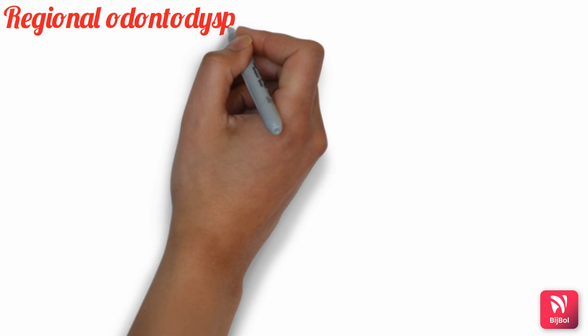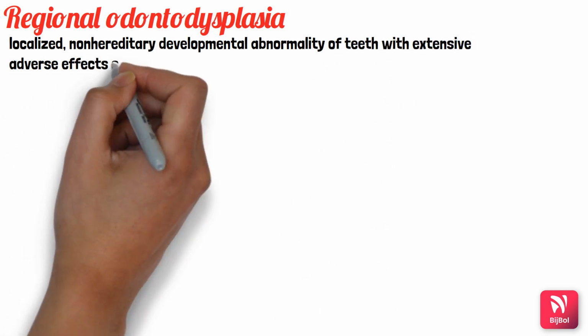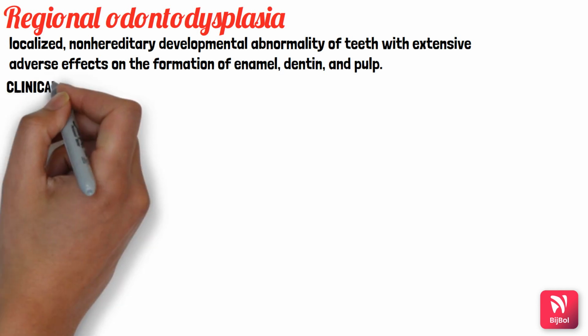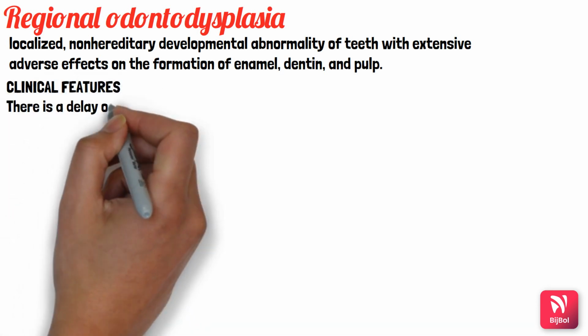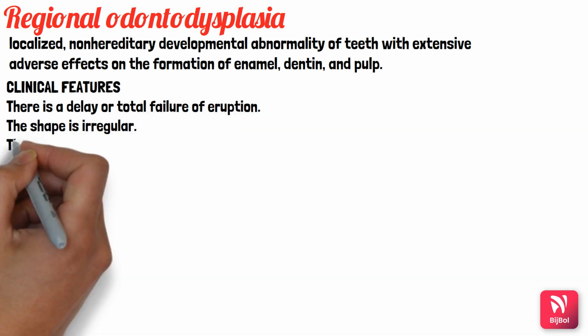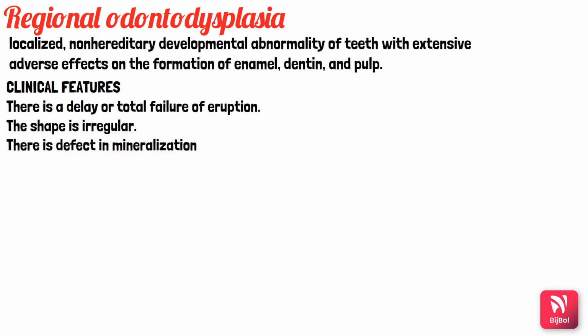The next condition is regional odontodysplasia. It is a localized non-hereditary developmental abnormality of the teeth with extensive adverse effects on the formation of enamel, dentin and pulp. So all the three layers will be defective here, and it is non-hereditary, if you remember. The rest are all hereditary. Under clinical features, there is a delay or total failure of eruption, the shape of the tooth is irregular, and there is a defect in the mineralization pattern also.